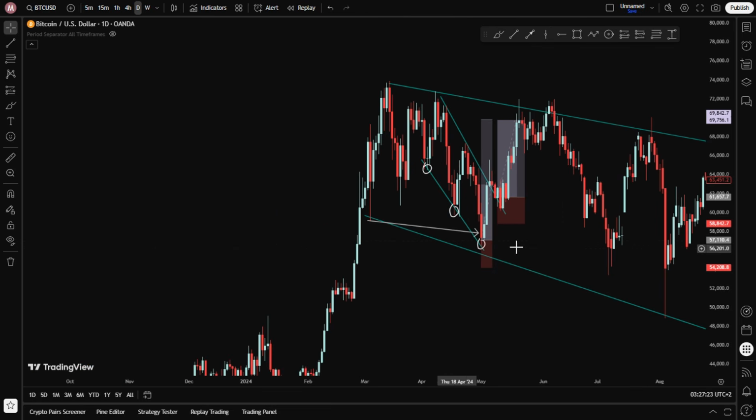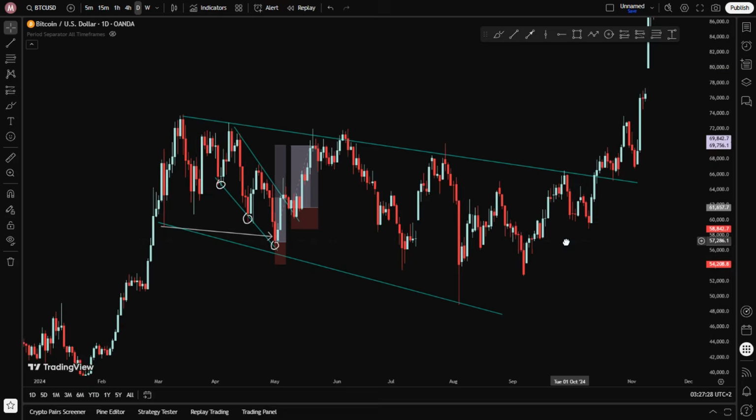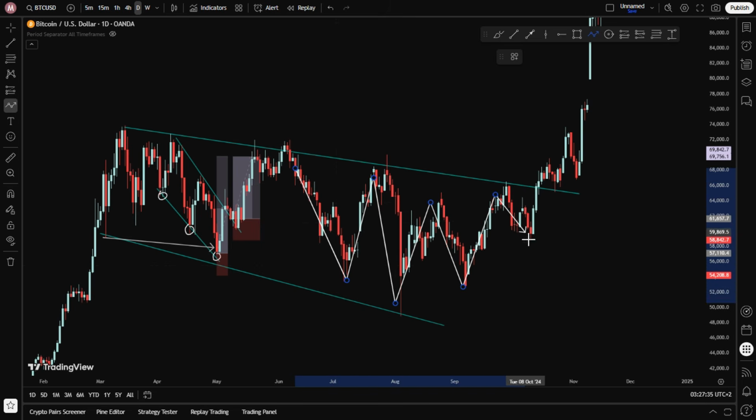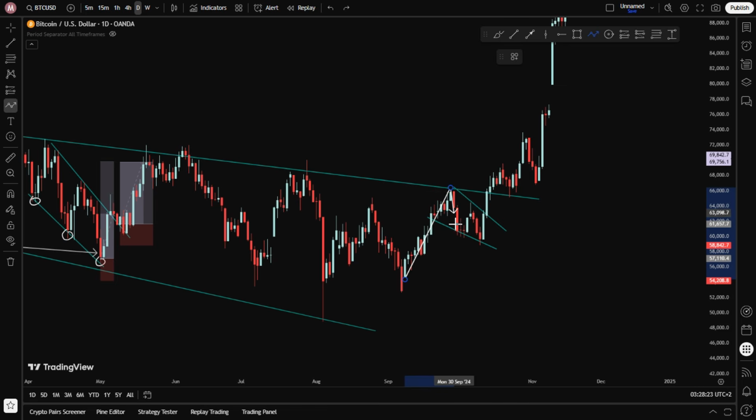Let's keep going and look for more examples so you can see how these patterns repeat and how you can take advantage of them. Alright, so let's say price has been moving sideways, consolidating within a large corrective structure for a while. And now, it finally breaks above. But before the breakout, something important happened. Price first made an impulse move to the upside, followed by a correction, and then another clean impulse upward.